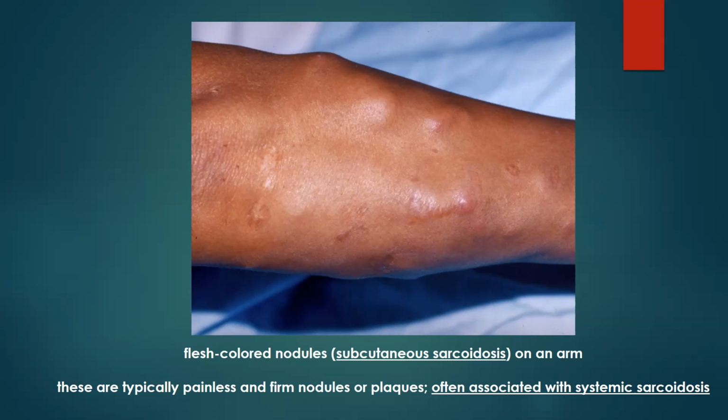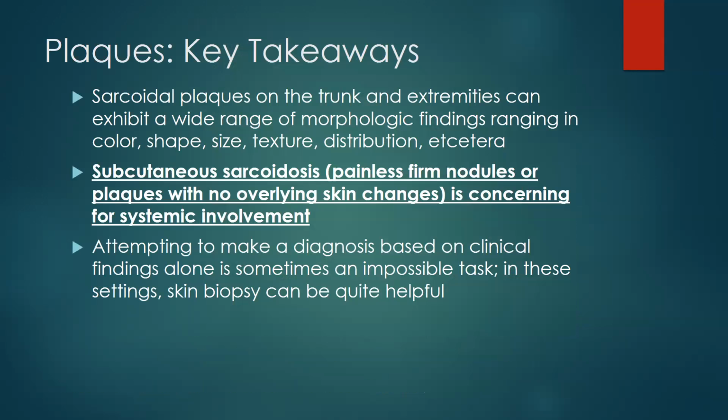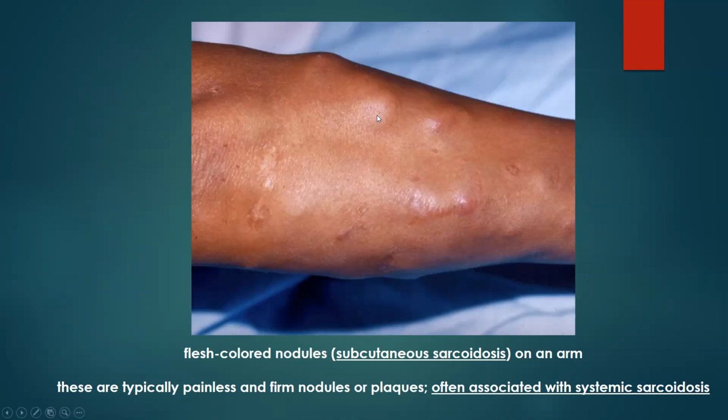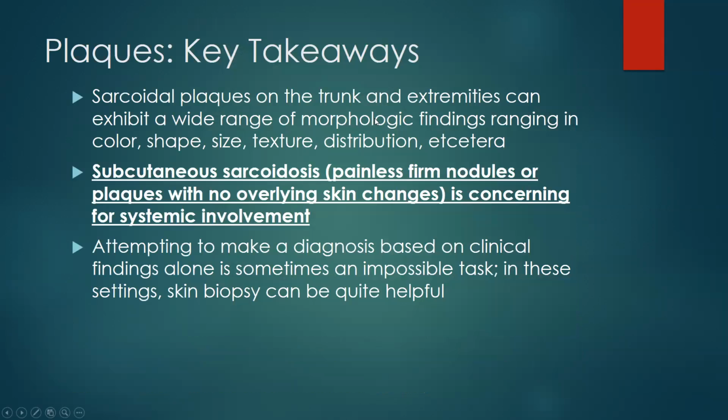But the patient will say that they came on relatively quickly, and they tend to form almost linear cords on the arms. The reason this is important is because this is one of the forms of cutaneous sarcoid that is a harbinger for systemic involvement. So again, a good prognostic thing to know about. So key takeaways here: sarcoidal plaques on the trunk can look like almost anything, but subcutaneous sarcoidosis is concerning for systemic involvement. And just to emphasize again, subcutaneous sarcoidosis essentially means that there are no overlying skin changes. You're not seeing a color change, a scale change, scaling or ulceration, anything like that.